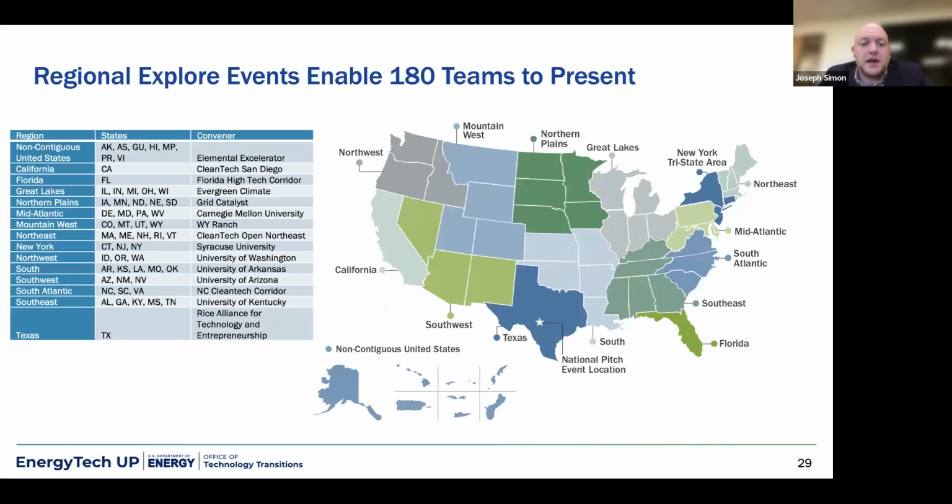We're convened and supported by 15 different regional conveners who help make this program a success. They are leaders in their area. They are connected to jobs, they're connected to accelerators, to incubators, they're connected to industry leaders. And so by participating and partnering with these regional conveners who are hosting an Explore event in one of these 15 different areas, these regional conveners can help you as a competitor, whether you're a winner or not, get connected to follow-on opportunities. So we thank all of them, from Elemental Accelerator to the Rice Alliance for Technology and Entrepreneurship, for their participation.